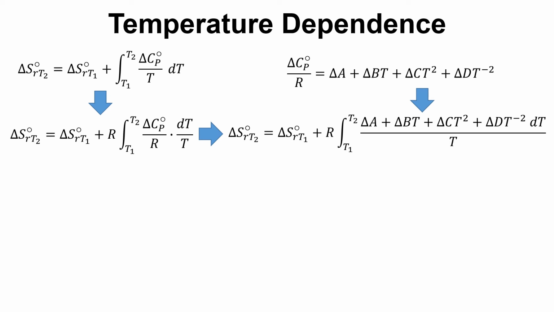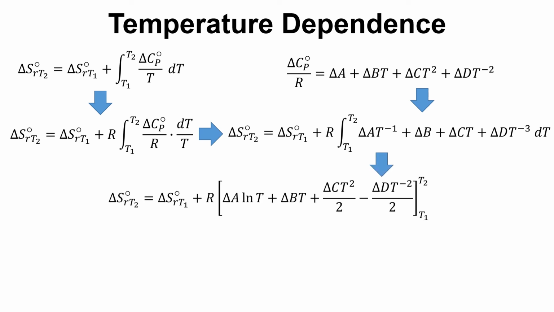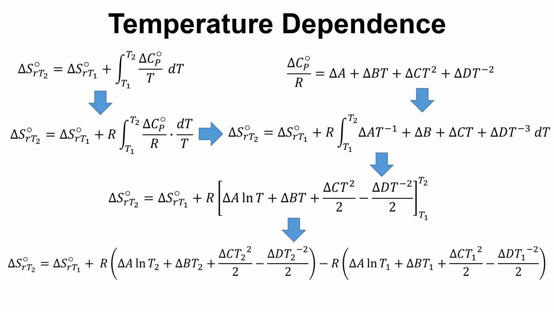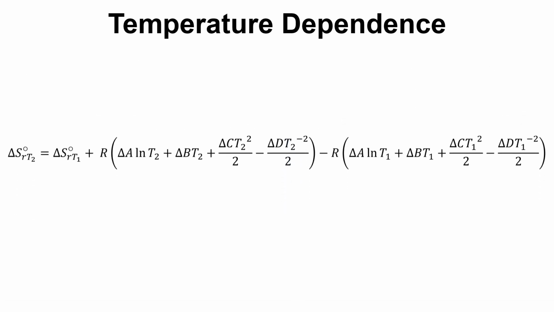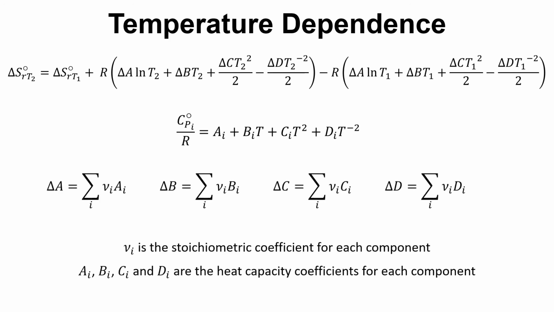and we've got a divide by T, so we can just tidy that up. We can now go ahead and do the integration, and finally we have an equation that gives us the temperature dependence for the entropy of reaction. So that's the overall equation that gives us the temperature dependence, remembering that we've got Cp in the form of Cp divided by R, with A plus BT plus CT squared plus DT to the minus 2, and that we work out those delta values by summing up the coefficients multiplied by stoichiometric values.